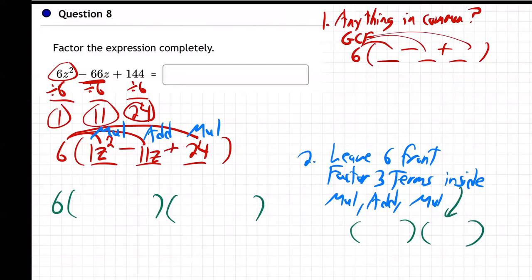And we're going to now do front times front. Let me do that. I like the clarity. So front times front to make z squared. That's just going to be z times z. You can put 1s if you want, but it doesn't really matter. Nothing more fancy than that going on there. And now the back. What multiplies to be 24?